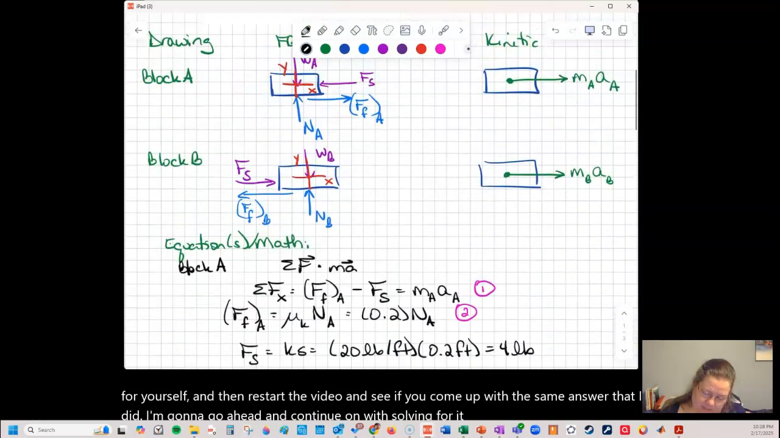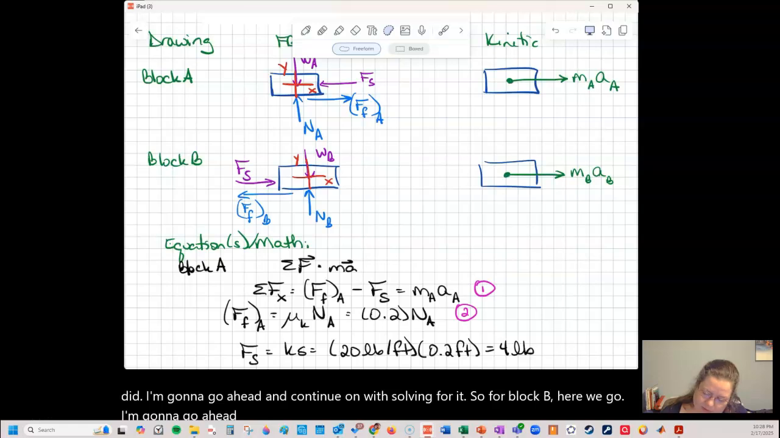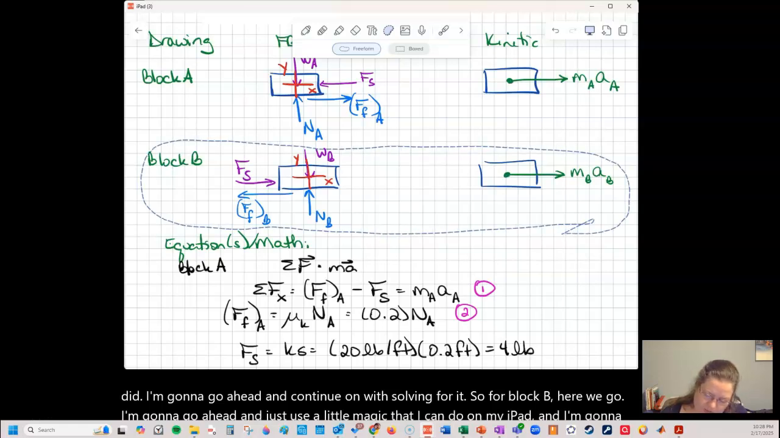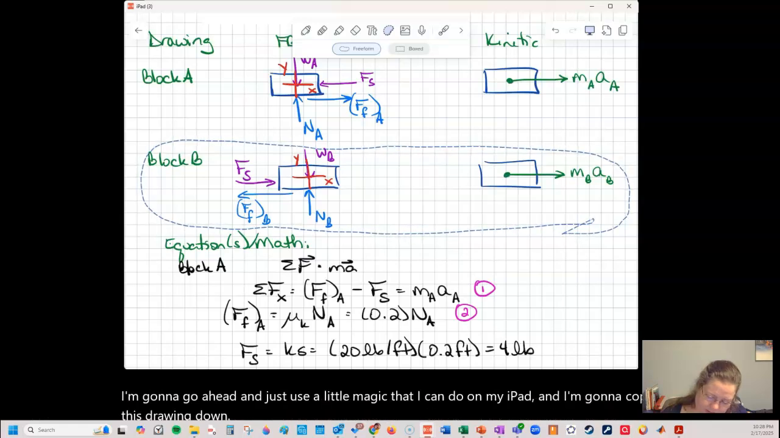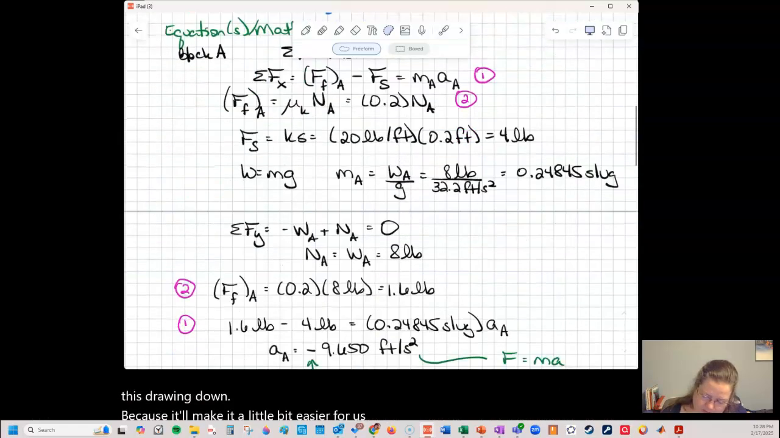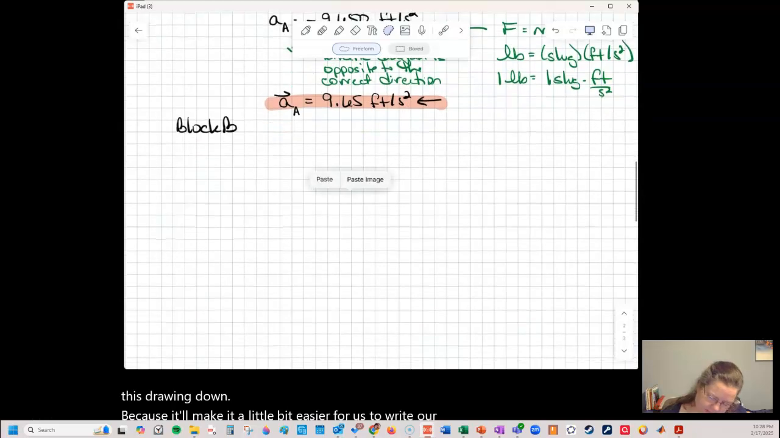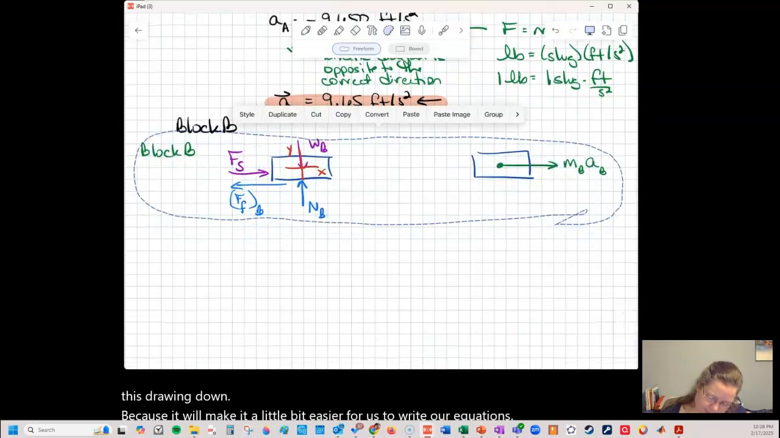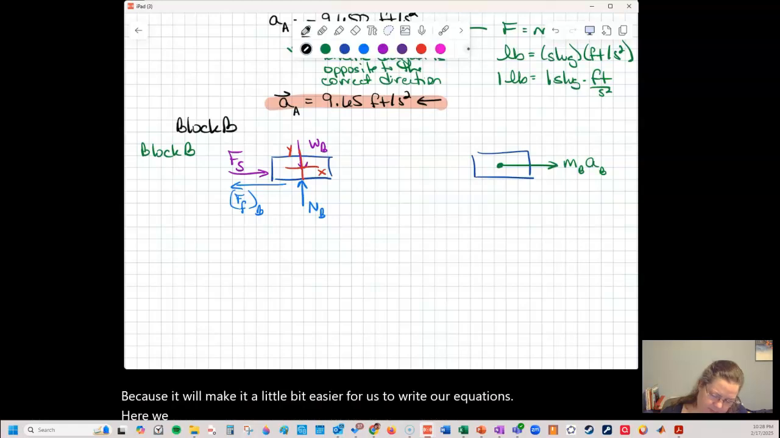So for block B, here we go. I'm going to use a little magic that I can do on my iPad, and I'm going to copy this drawing down because it'll make it a little bit easier for us to write our equations. Here we go. Love my iPad.